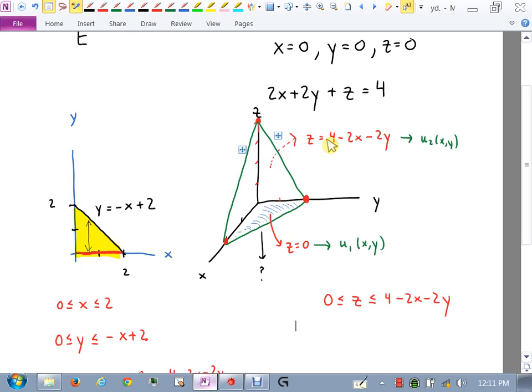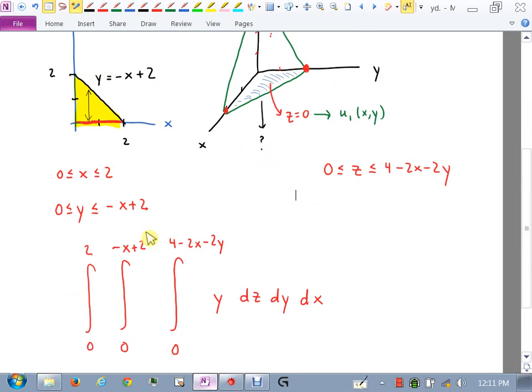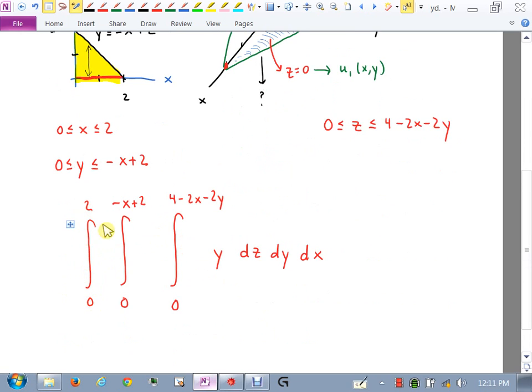So if I wanted to do this one as the other type, I just need to switch that in the integral, and it would come out the exact same. So this would be 0 to 2, this would be 0 to negative y plus 2, and then this would be dx and dy.